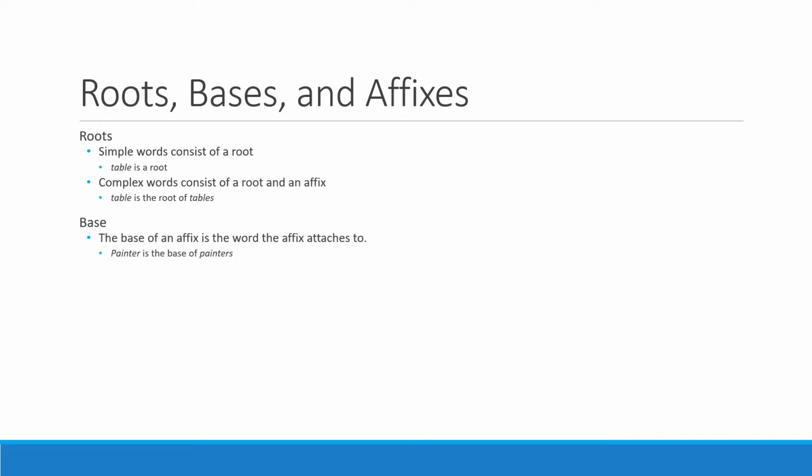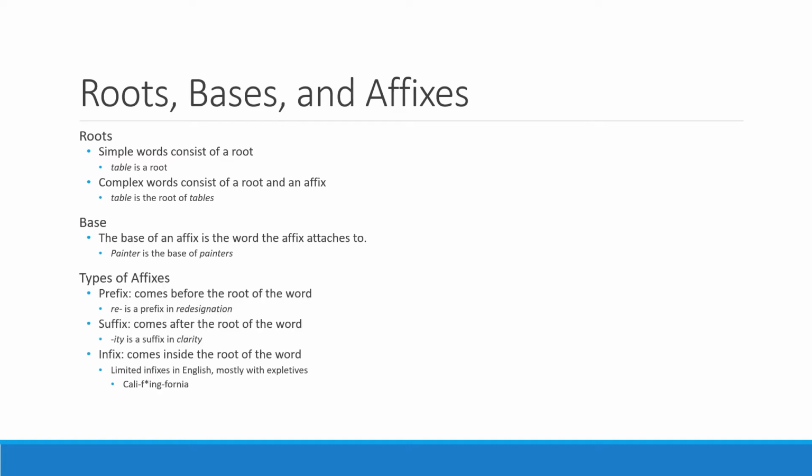Different than what you learn in elementary school is that there's a base also. So a root turns into a base when you get several affixes on it. So the root adds an affix and becomes a base for another word. So paint is the root here. Painter is the base of painters. So paint is the root. Painter becomes the new word. And then if you want to add an s to that, then the base of that is painter, painters. So the root is paint, the base is painter, and then the word becomes painters.